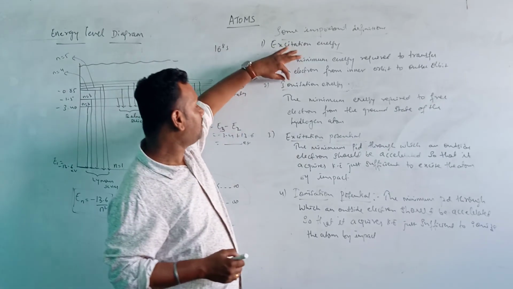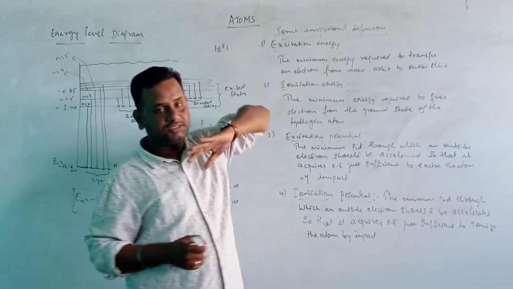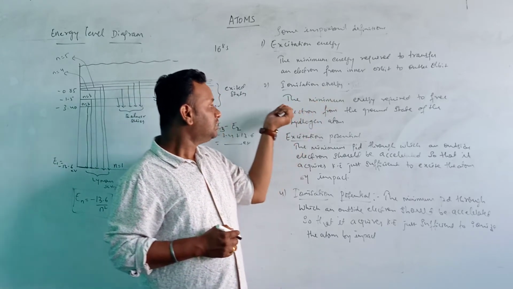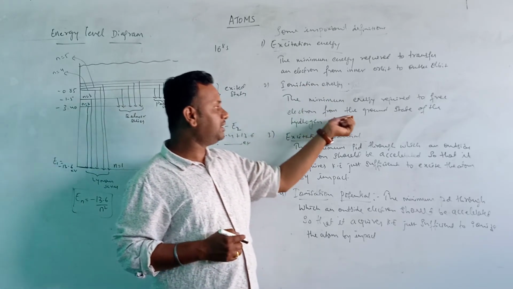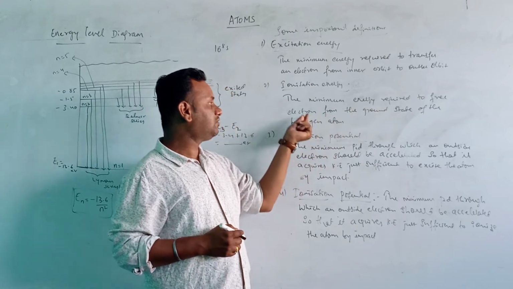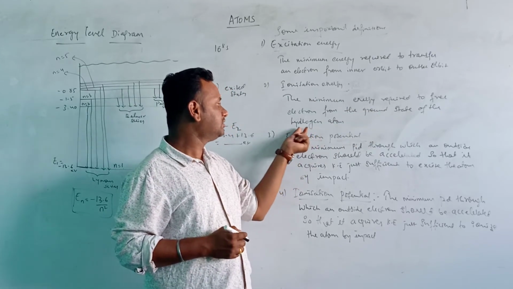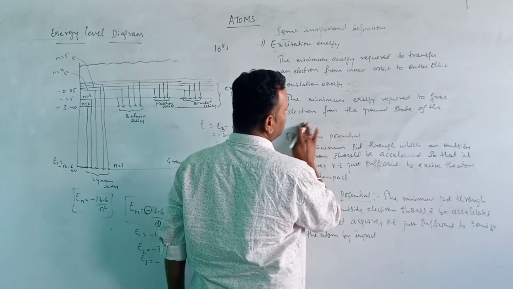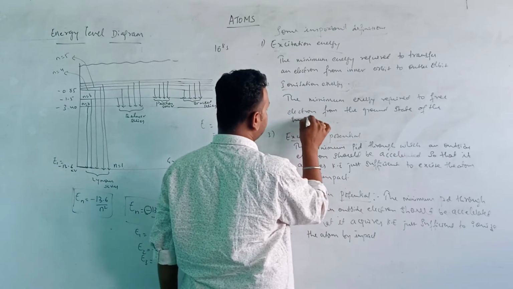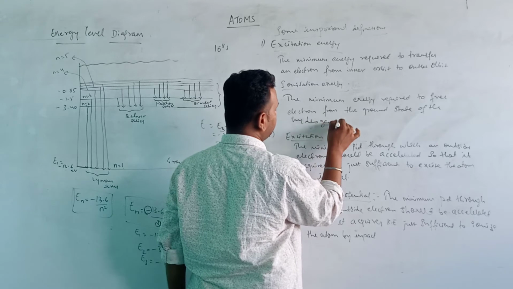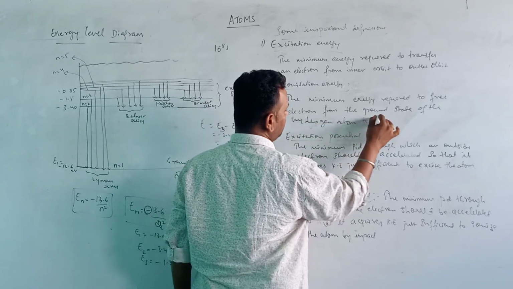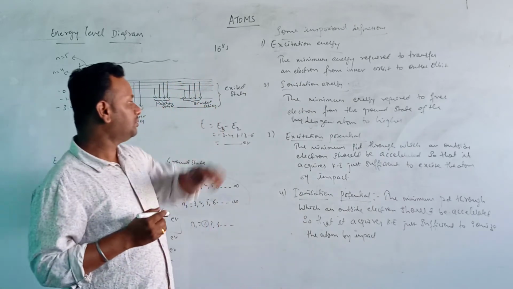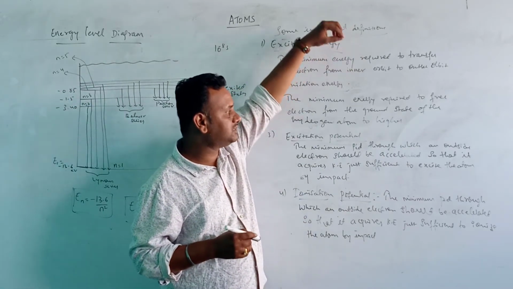Now for ionization energy. The minimum energy required to free an electron from the ground state of the hydrogen atom to a higher level.